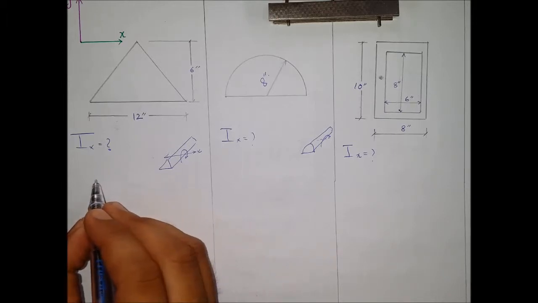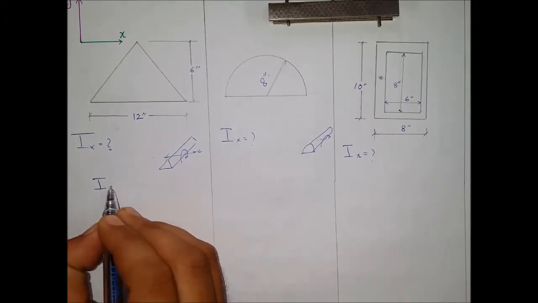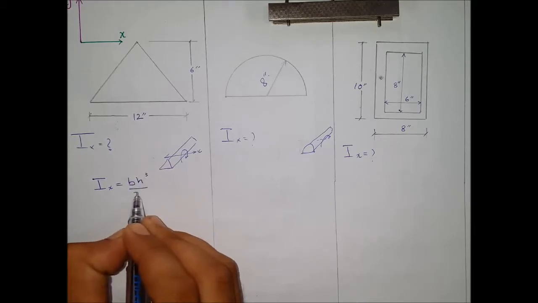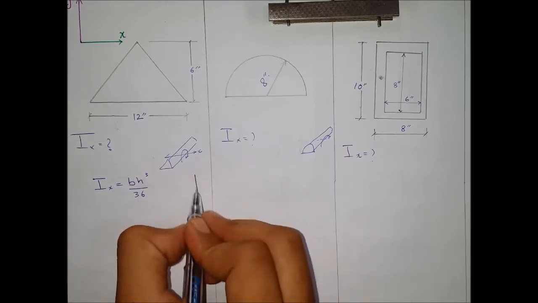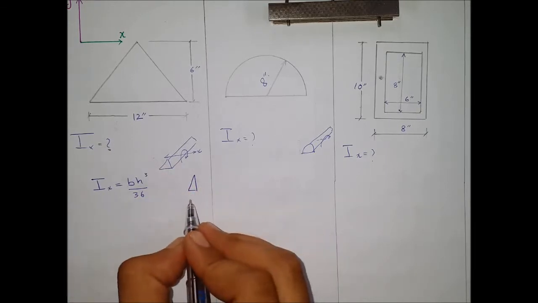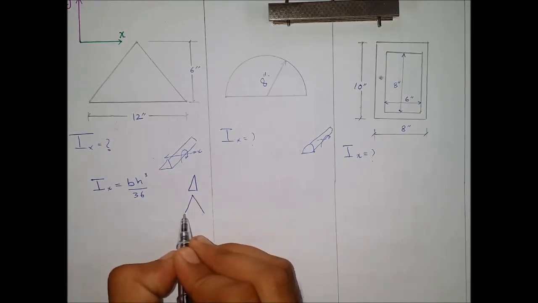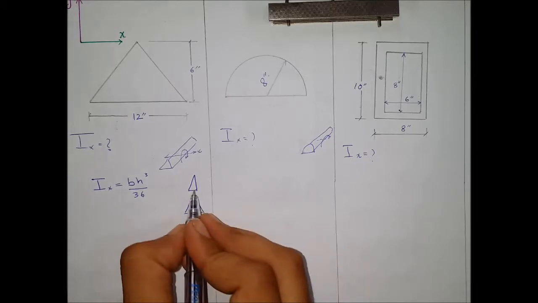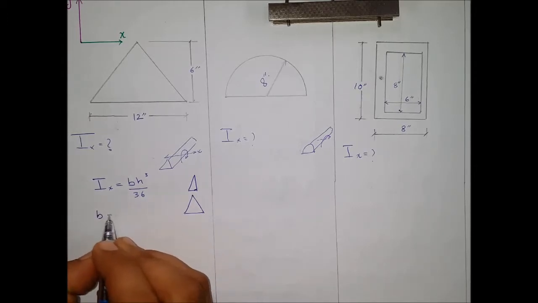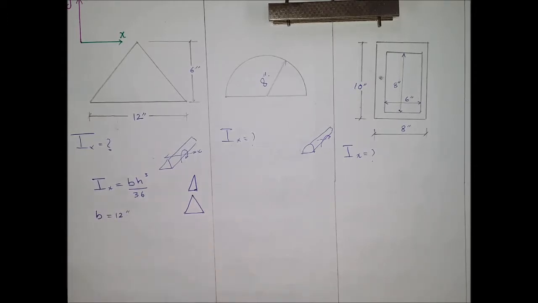For the first shape, we know that the moment of inertia for a triangle is bh cube over 36, which we already discussed. It was for this triangle. The same formula applies for a triangle which is not a right angle triangle. Here we are given the base as 12 inches and the height as 6 inches.